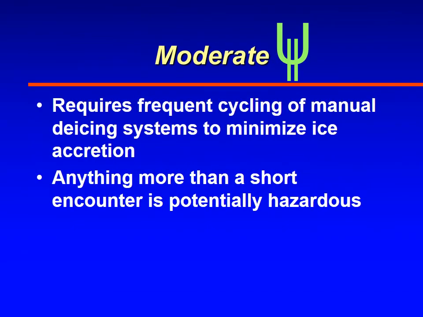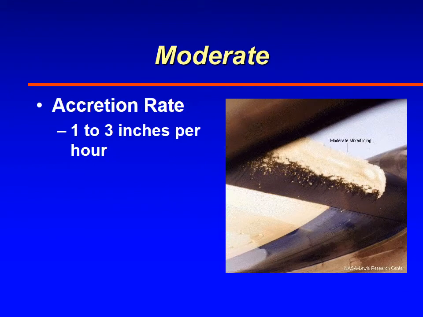Moderate ice requires frequent cycling of the de-icing systems to minimize the amount of ice that accumulates on the aircraft structure. And anything more than a short encounter is potentially hazardous. And the rate of accumulation is approximately 1 to 3 inches per hour.